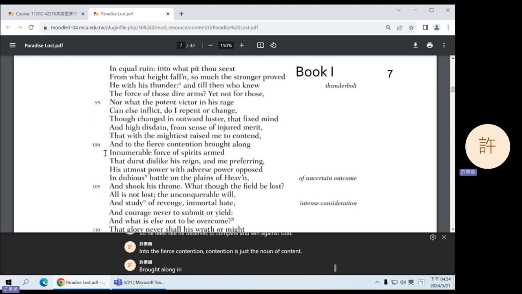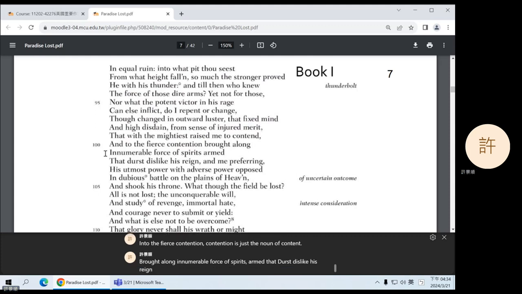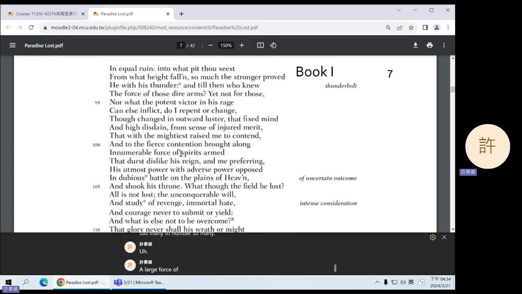brought along innumerable force of spirits armed that durst dislike his reign. So when he fought God, he brought along innumerable, which means too many to number. So many, a large force of spirits. Spirits here means angels, with their own weapons armed, that durst means dare, dislike God's control. Reign is what a king does. A king reigns over his country. Again, we still use this word today.